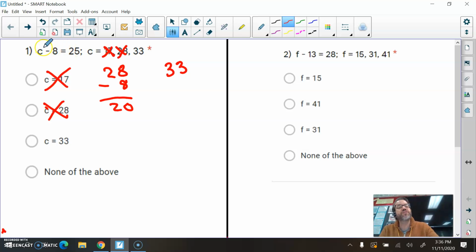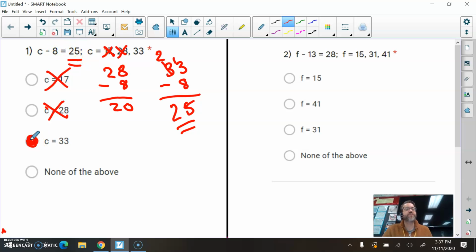So let's substitute 33 in for C. What's 33 minus 8? Well, 8 from 3 would put me in the negatives. I don't want that to happen. And so what I'm going to do is make this 3 a 2, and this becomes 13. A little regrouping. All right, so 13 minus 8 is 5. And then we have a 2 here. 25 matches 25 here. So 33 works very well. 33 minus 8 does equal 25.